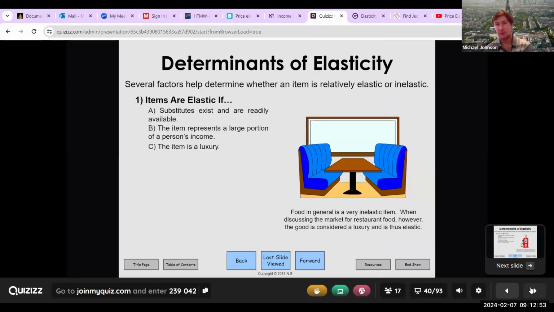So the item is a luxury. Food in general is a very inelastic item. When discussing the market for restaurant food, however, the good is considered a luxury and thus elastic.